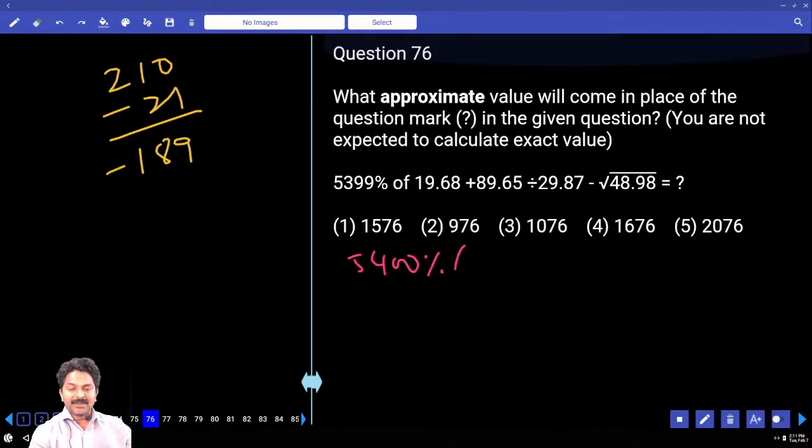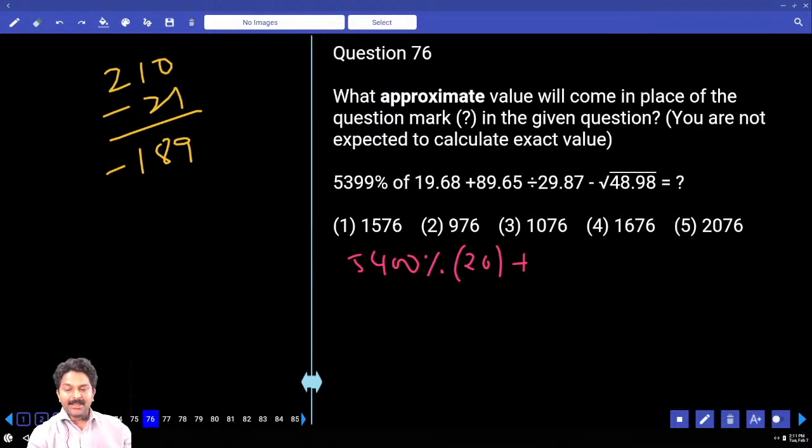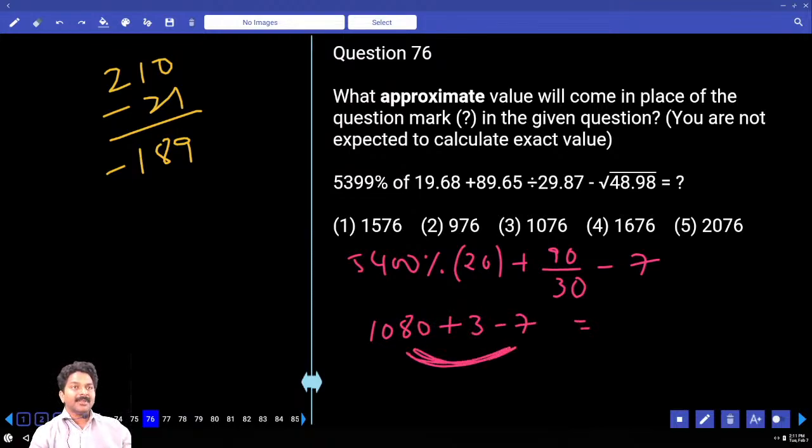5400 percentage of 20 plus 90 by 30 minus 7. 5400% of 20 or 20% of 5400, one and the same. 10% is 540, 20% is 1080. 1080 plus 3 minus 7. Subtract 7 from 1080, 1073 plus 3, 1076.